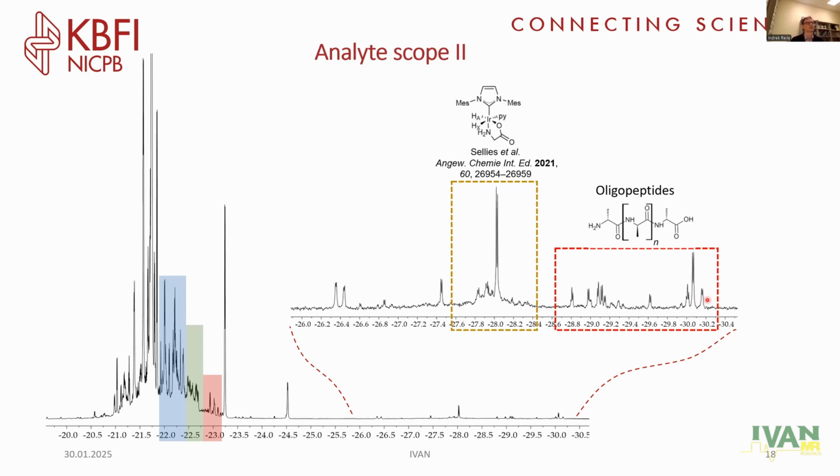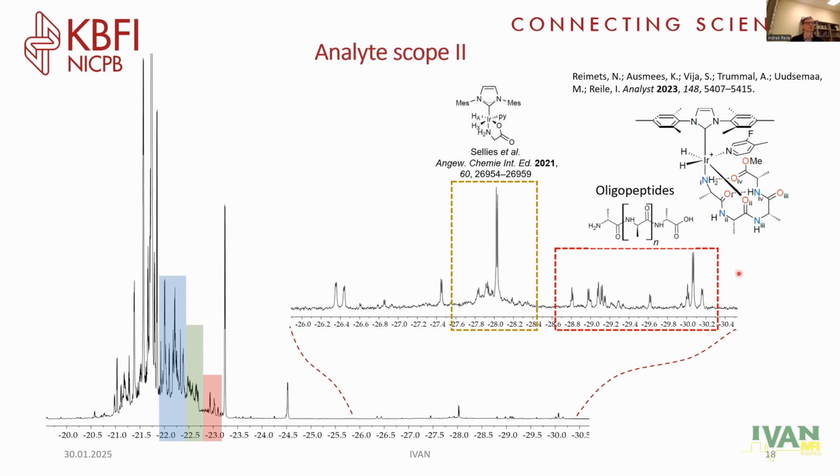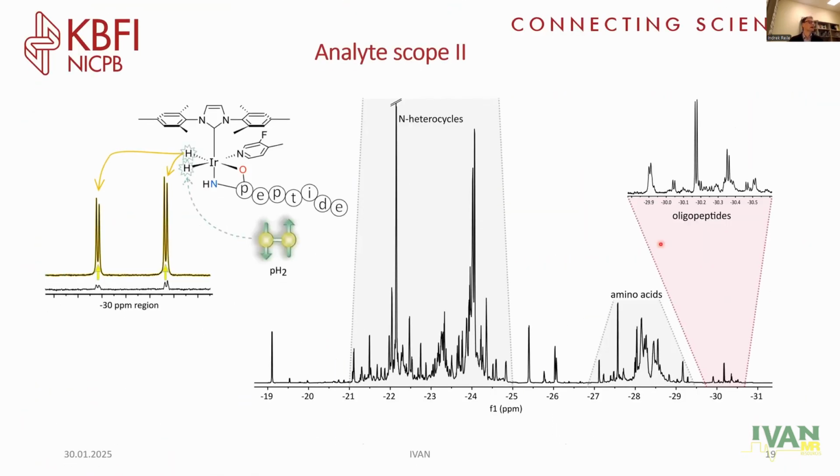And this was actually very interesting mechanistically of how this all works, because it turns out that those peptides start to coil up helically in the catalyst and around the catalyst. But within a certain application range, small oligopeptides can be detected like this as well. So what we know by now is that this technology can be used to target and detect N-heterocycles in this spectral region, amino acids in this spectral region, and also oligopeptides in this spectral region.